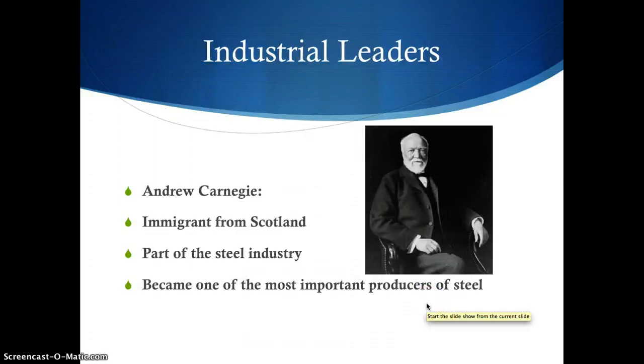Andrew Carnegie had played one of the biggest roles in the steel industry during the Industrial Revolution. Andrew Carnegie was an immigrant from Scotland. He made his fortune in the steel industry by working with the Bessemer process, allowing him to create and produce steel for cheaper than other people in America at this time. By the time he retired in 1901, Carnegie had sold his steel business for over $480 million.